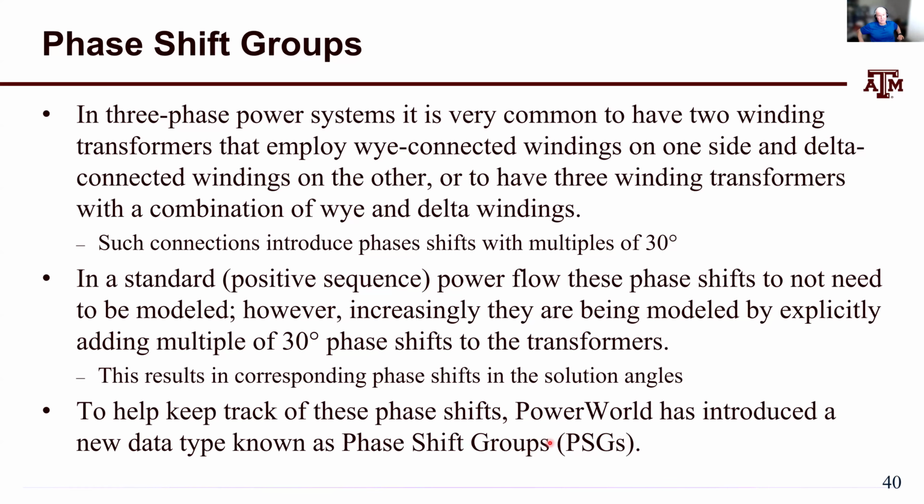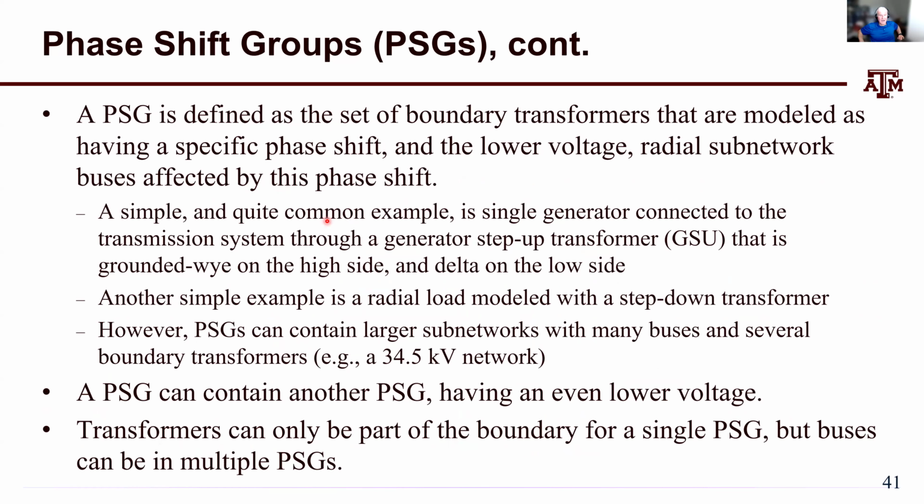So PowerWorld has recently introduced a new data type called phase shift groups. And the idea of a phase shift group is to just find the subsets of the power system, subnetworks, in which the angles in that subnetwork are all shifted because of these 30-degree phase shifts that, again, they don't need to be modeled, but they are increasingly modeled. A simple example is you might have a generator connected through a generator step-up transformer, GSU, where you've got a grounded wye on the high side and delta on the low side. That's going to induce a 30-degree phase shift.